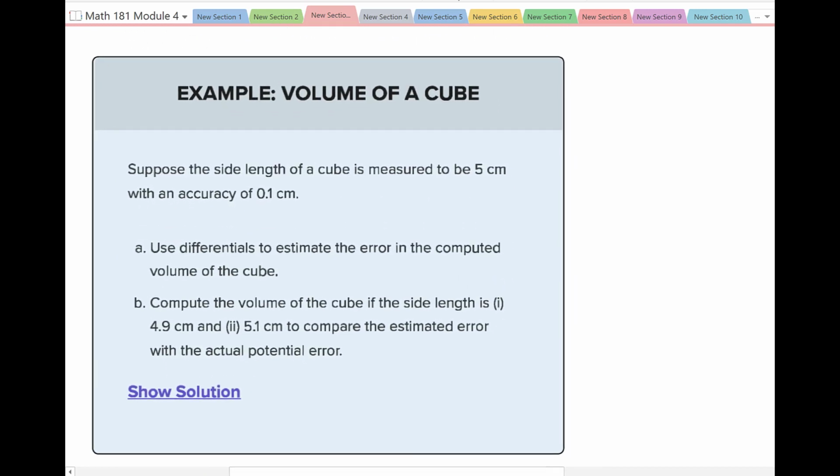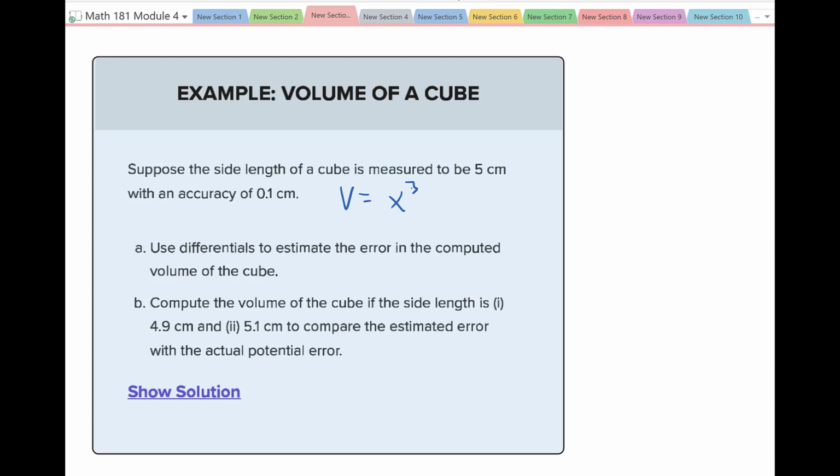Suppose the side length of a cube is measured to be 5 centimeters with an accuracy of 0.1 centimeters. So if that's our measurement, we have our volume equals x cubed, because that's our side. So our dx has a range of values.